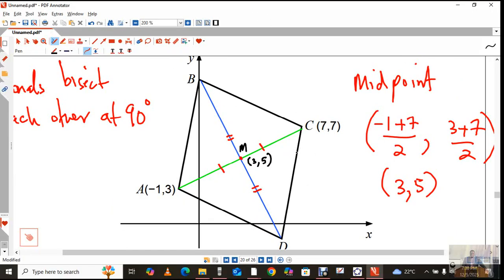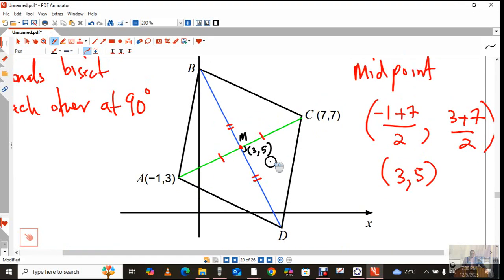Now we also know that they are making 90 degrees here. Why is that important? You see that blue line? The gradient of the blue line times the gradient of the green line, they should give you -1. So we can find the gradient of the green line.